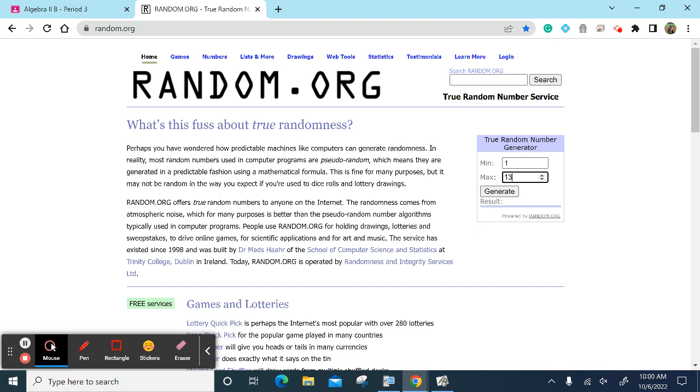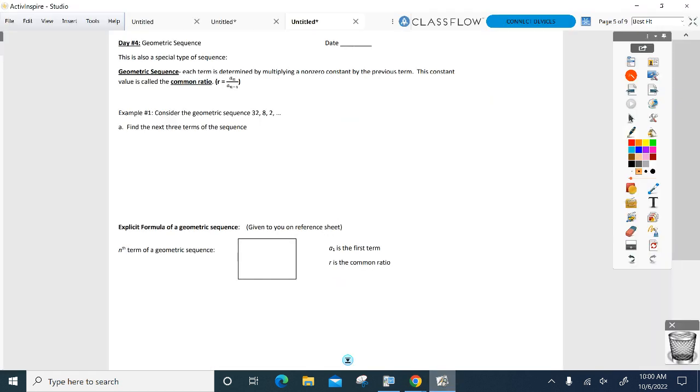Okay, let's do this then. Let's get right to the nuts and bolts here. You just had a quiz on arithmetic sequences. Arithmetic is when you add the same number every time, right? I'm going to show you our last type of sequence today, which is called geometric. This is when I multiply the same number every time. So arithmetic, I added. Geometric, I'm going to multiply.